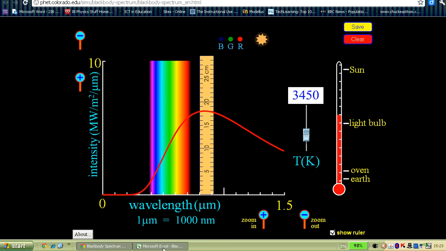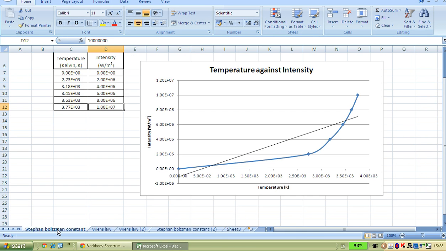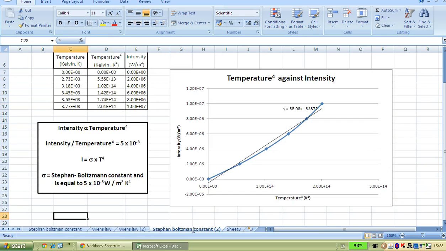Once they've collected this raw data, they can use it to plot some graphs in Excel. The first graph shows temperature against intensity, and it's very easy to see that this is not a straight line, it's actually a curve, so we can't generally get a relationship. But if students manipulate the data and plot temperature to the 4 against intensity, they can see that this is a straight line relationship. We have a constant of 5 times 10 to the minus 8 watts per meter squared Kelvin to the 4, which is very close to the Stefan-Boltzmann constant of 4.7 times 10 to the 8.